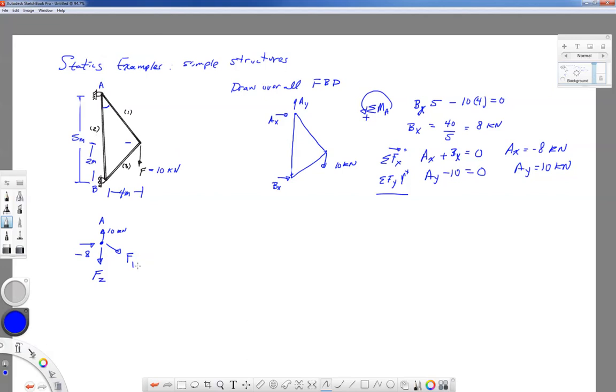Now, because there's a pin on this point right here and a point right here, nothing in between this bar, that makes bar 1 and bar 2 two force members. Because they are two force members, the line of action of the force goes down the axis of the bar. What that means is that this angle in this picture, I'll call that theta 1, is the same as this angle in this force diagram right here. So we can use a little bit of trigonometry to figure out what that angle is.